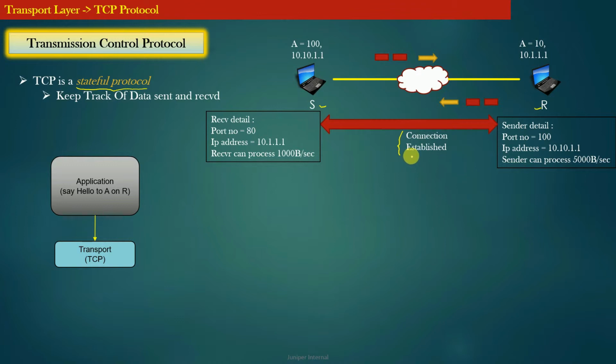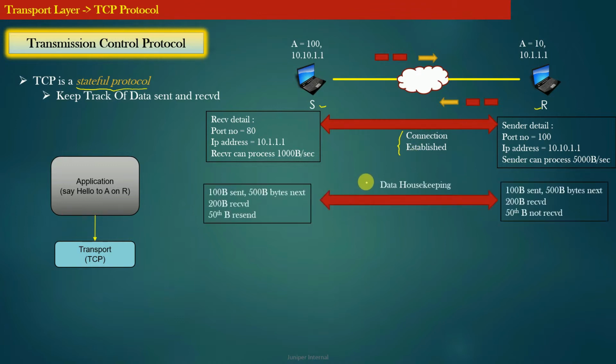Since TCP is a stateful protocol, it means that TCP on either end, on the sender end as well as on the receiver end, will keep track of the data that is being exchanged with the other side. For example, the TCP on the sending side will keep information such as how many bytes of data have already been sent. Let us say that 100 bytes of data are already sent and 500 bytes of data are yet to be sent, right?